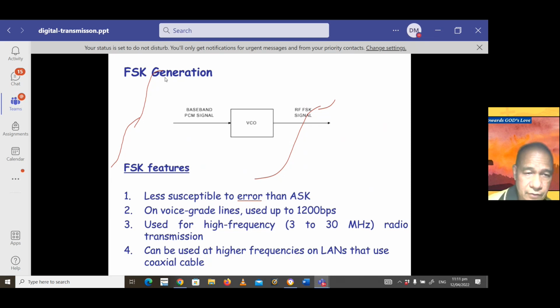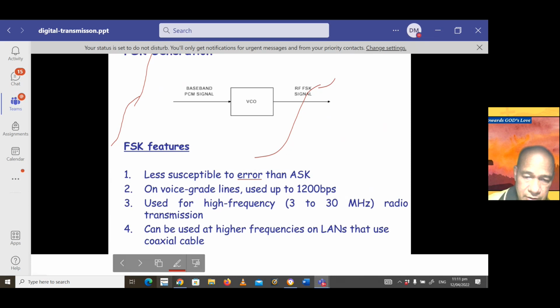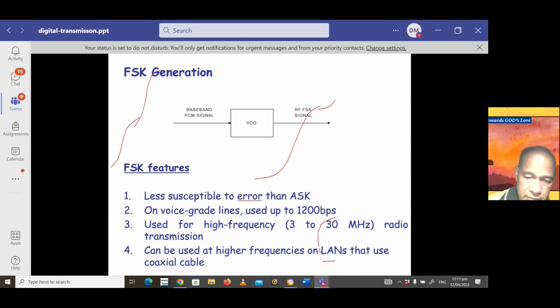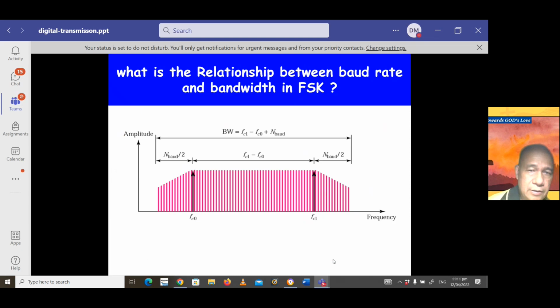Its frequency is from 3 to 3 megahertz. This is where the local area network started. LAN, okay, local area network. So that is the hypothetical representation of the bandwidth of FSK in relation to baud rate.